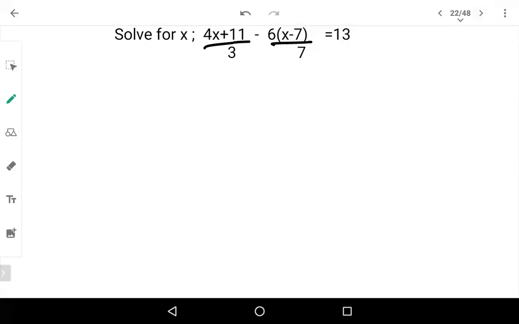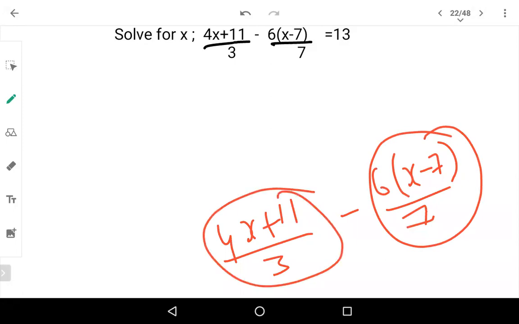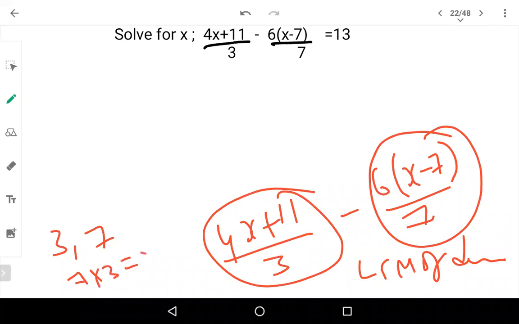Okay. Now let us go to the next problem. In this problem, you have minus. Again, it is a two expression problem. In one expression, you have 4x plus 11 by 3, minus 6 into x minus 7 by 7. This is the first expression and this is the second expression. Now again, we have to go by the LCM of denominators. Here, 3 and 7 are the denominators. You can just multiply them. 7 threes are 21.